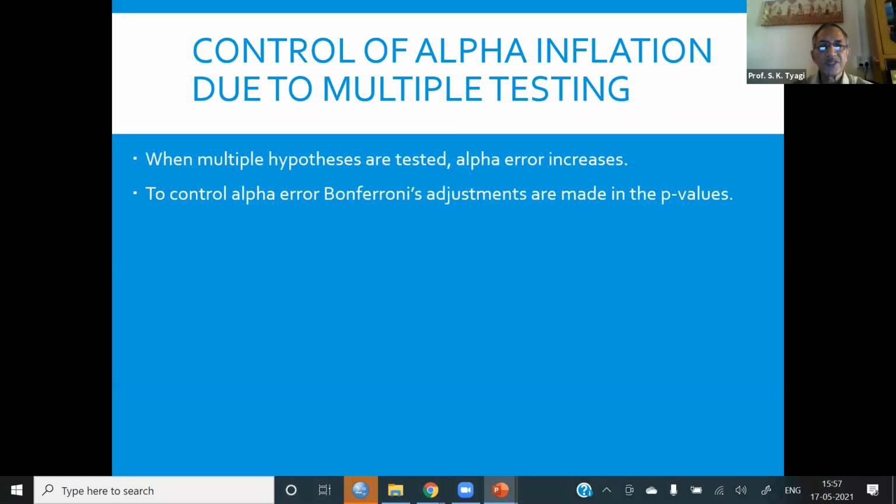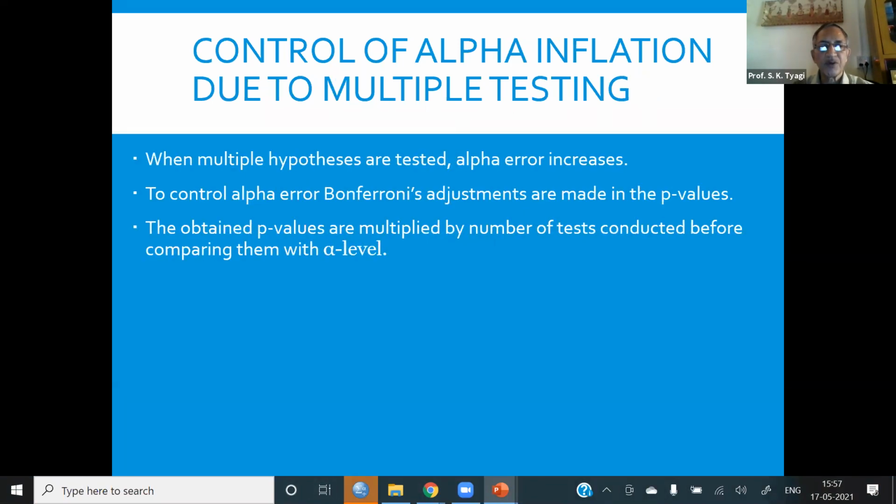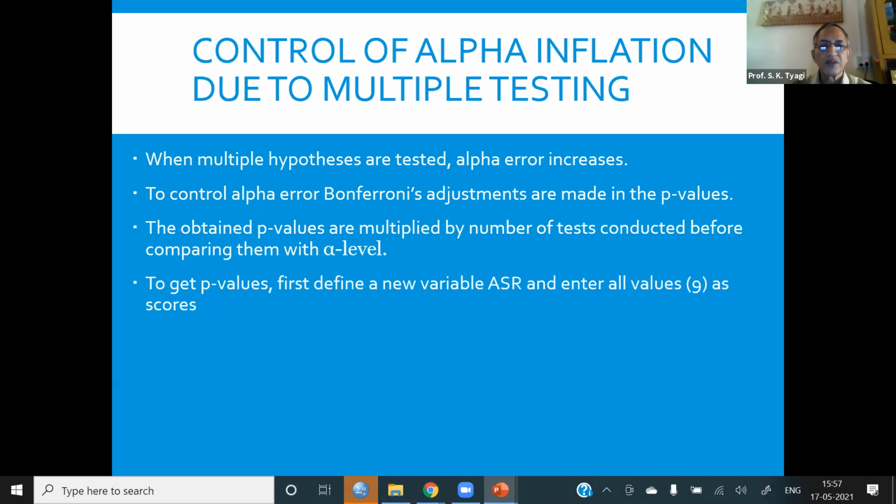Yeah, now we come to these steps. What did we do? Now we will be in a better position to appreciate. So what we have done, to get p-values, first define a new variable ASR and enter all the 9 values as scores. Then compute another variable chi-square as ASR into ASR.